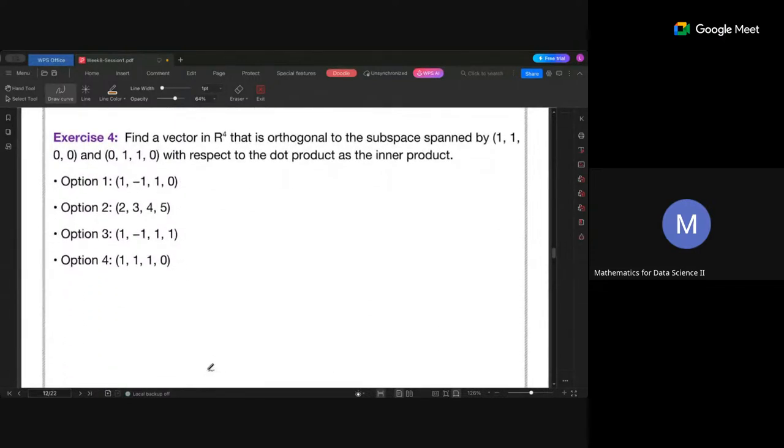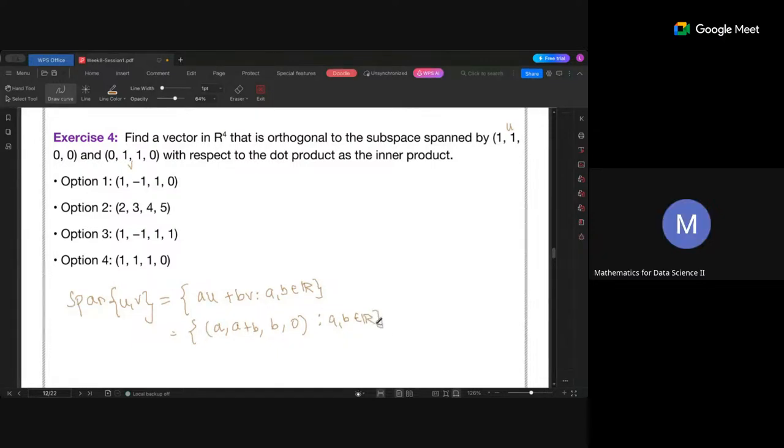Find a vector in R4 that is orthogonal to the subspace spanned by these two vectors with respect to the dot product. So what is the subspace spanned by these two vectors? A plane. Okay, so how do you write it? So what is span of u comma v? It is the set of all a into u plus b into v, where a and b are varying in R. Now what is this? Is this correct? Yes, ma'am.